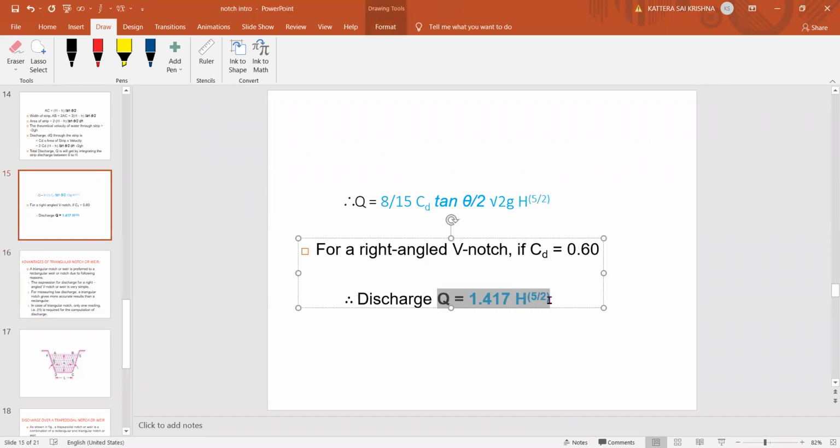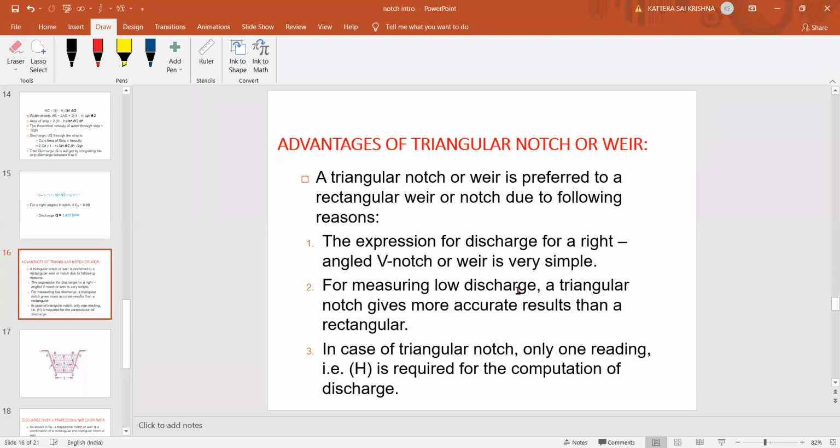We need only this one for calculating the discharge. Only the H value we need: how much water is flowing above the crest of that V notch. Then you can find the Q value very easily if it is a right angle V notch. For measuring low discharge, a triangular notch gives more accurate results than a rectangular notch. So if small discharges are there, a V notch will give you more accurate results than the rectangular notch.